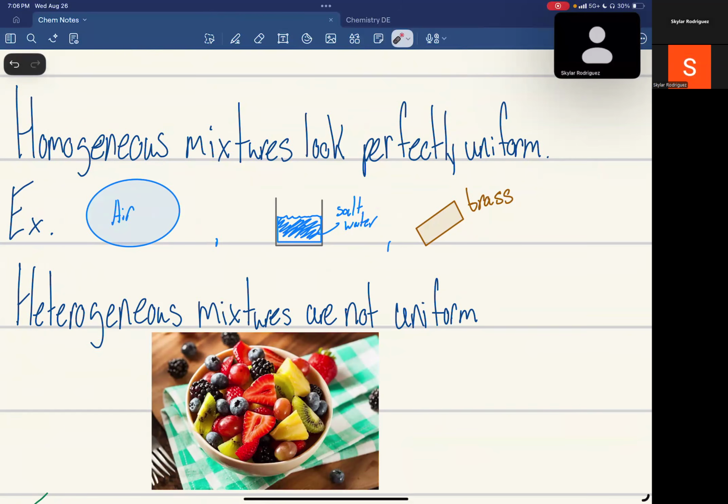Homogeneous mixtures look perfectly uniform throughout. They are blended so evenly that you cannot see the individual parts with the naked eye. Examples of homogeneous mixtures are air, salt water, and even brass. Heterogeneous mixtures are not uniform. They can be easily seen as different parts, phases, or layers. An example is fruit salad, where you have a clear distinction between the different fruits.